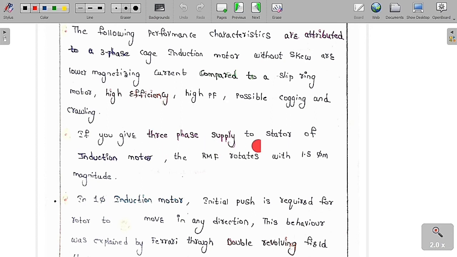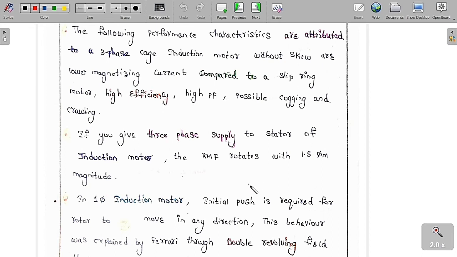So if you give three-phase supply to the stator of an induction motor, the RMF rotates with a peak value of 1.5 Φm. I have already told you, if Φm is the peak value of the supply flux, then the RMF is going to rotate with a peak value of 1.5 Φm for a three-phase system. Suppose for n phase, it is n by 2 into Φm, where n is always greater than or equal to 2 for an n-phase system.